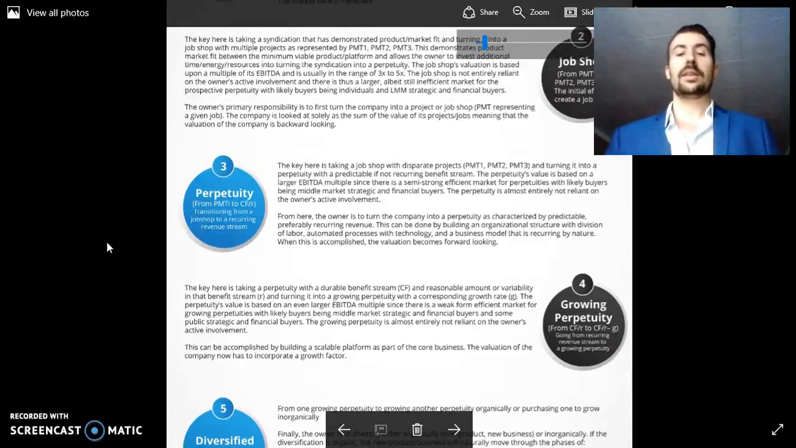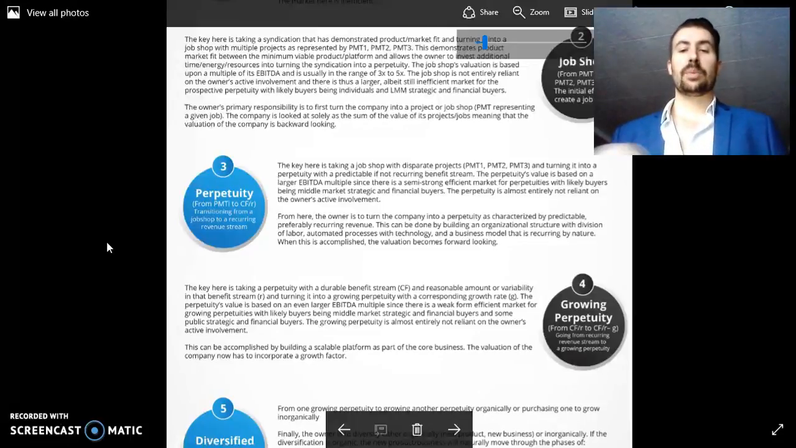And this is what strategic and financial buyers are ultimately looking for: a durable benefit stream with manageable risk and the possibility to continue de-risking the key factors that we've discussed, the three of them. So the key here is taking a job shop with disparate projects, PMT1, PMT2, PMT3, and turning it into a perpetuity with a predictable, if not recurring, benefit stream.